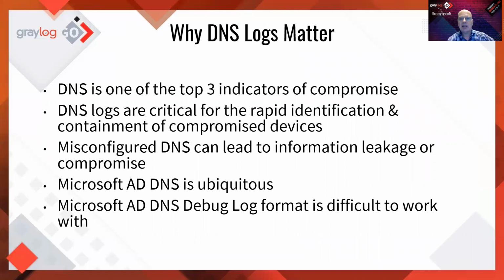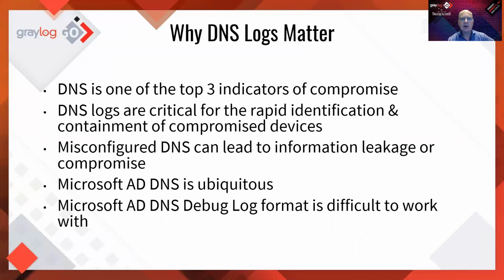DNS is one of the top 3 indicators of compromise. If you ask any SOC analyst, they're going to tell you that if they could have 3 things from your network reconnaissance or your logs or your critical history data, one of those 3 is always going to be outbound DNS requests, because that's going to be the first indicator of compromise on your network, either for botnet command and control, ransomware, those sorts of things.